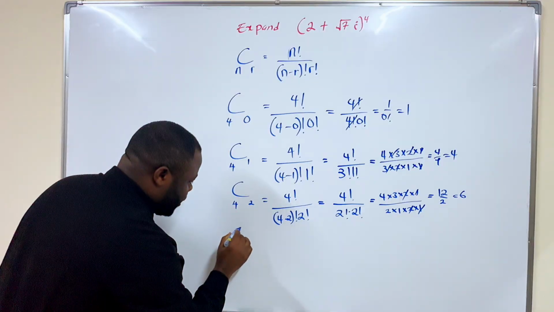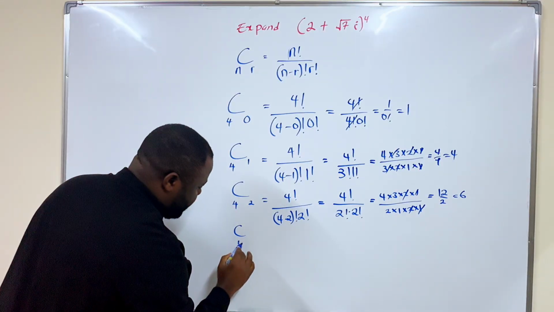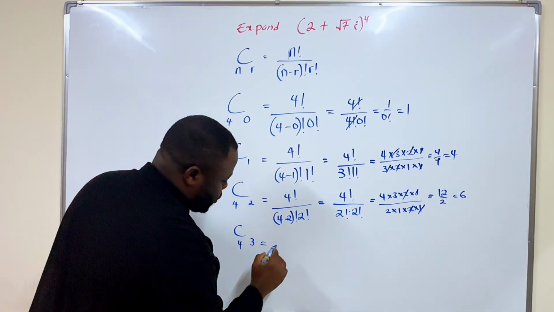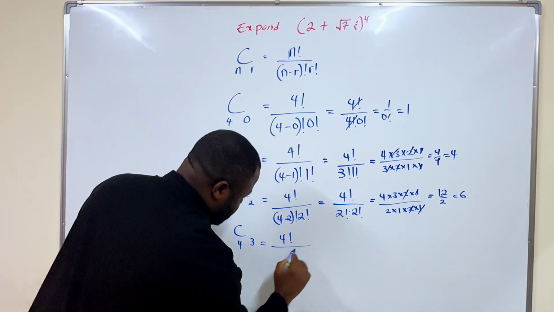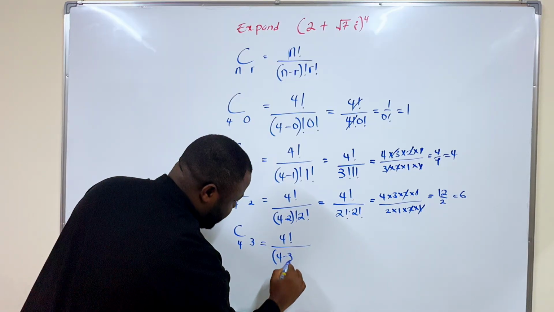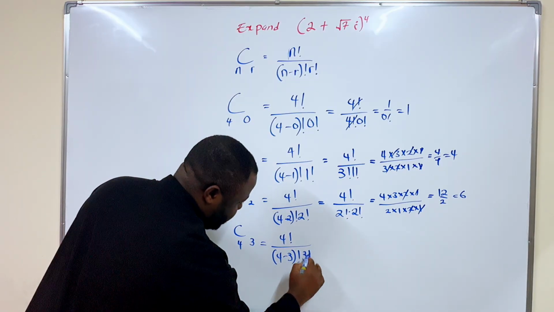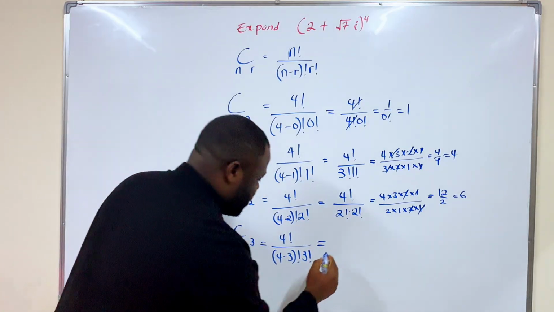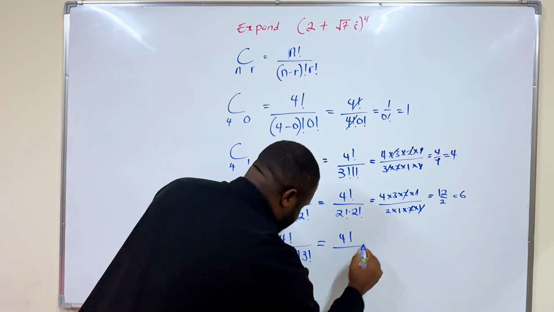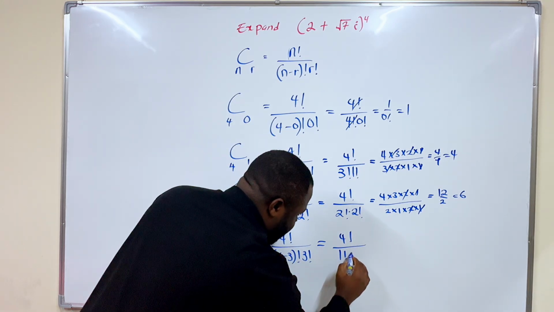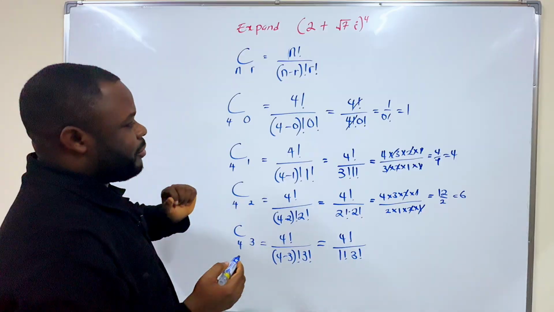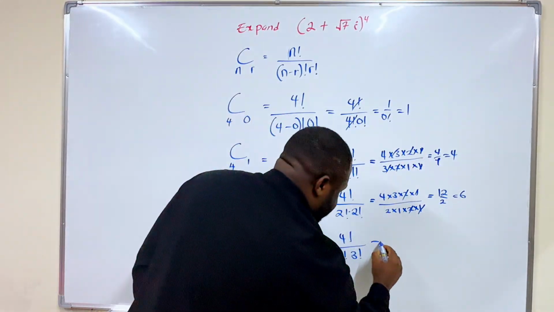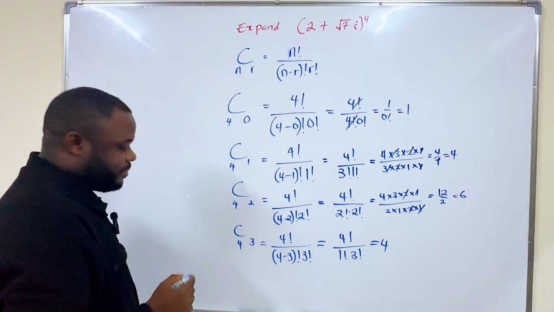So let's go to the fourth term. We have combination 4, 3, which equals 4 factorial over 4 minus 3 factorial, then 3 factorial. So this, you can see, gives you 4 factorial over 1 factorial, then 3 factorial. We have it before, 3 factorial, 1 factorial. So they are the same thing. Definitely we'll still get 4 again, right?